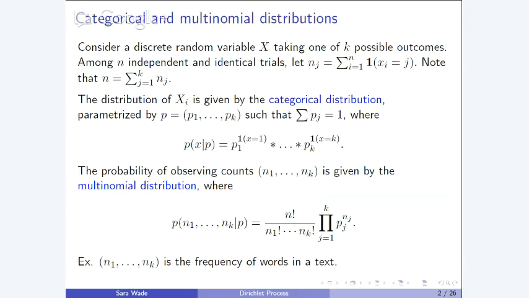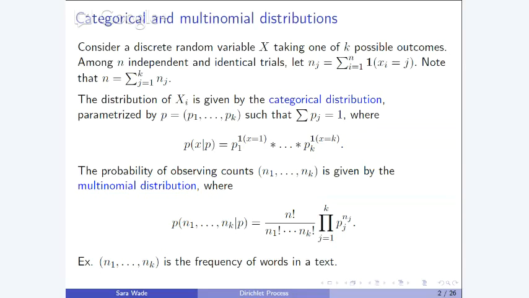So consider we have a random variable x taking k possible outcomes. For example, we're tossing a dice. X is the outcome of the dice, and we have six possible outcomes. So among n independent and identical trials, n tosses of our dice, we let nj be the counts of the jth outcome. So nj will be the number of times we observe 1 when we roll our dice. And just note that the sample size n is the sum of our counts by definition.